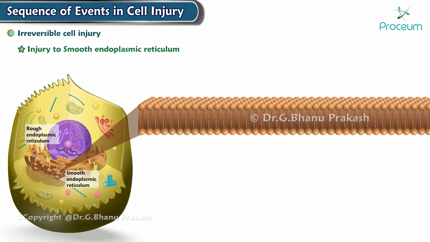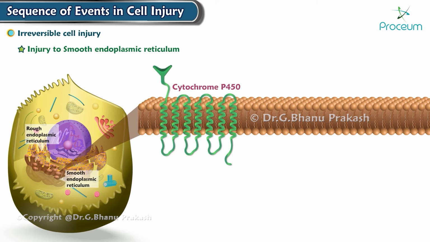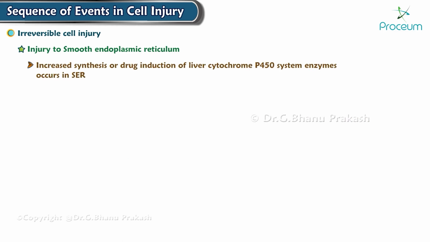Liver cytochrome P450 system enzymes are embedded in the phospholipid bilayer of the smooth endoplasmic reticulum membrane, with a portion exposed to the cytoplasm. Increased synthesis or drug induction of liver cytochrome P450 system enzymes occurs in smooth endoplasmic reticulum. Drugs causing induction of the smooth endoplasmic reticulum enzymes include alcohol, barbiturates, and phenytoin.